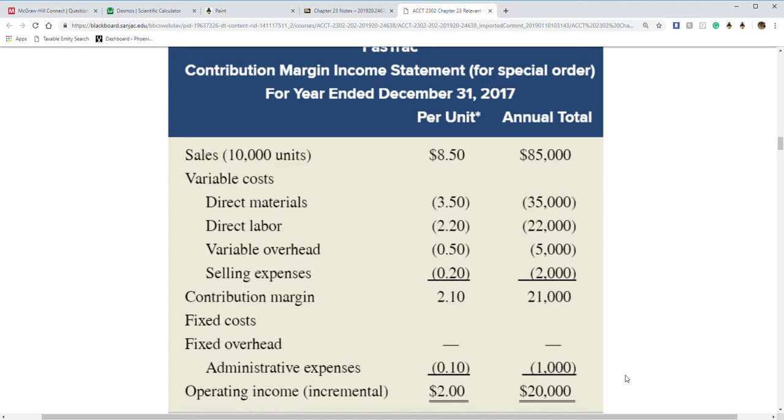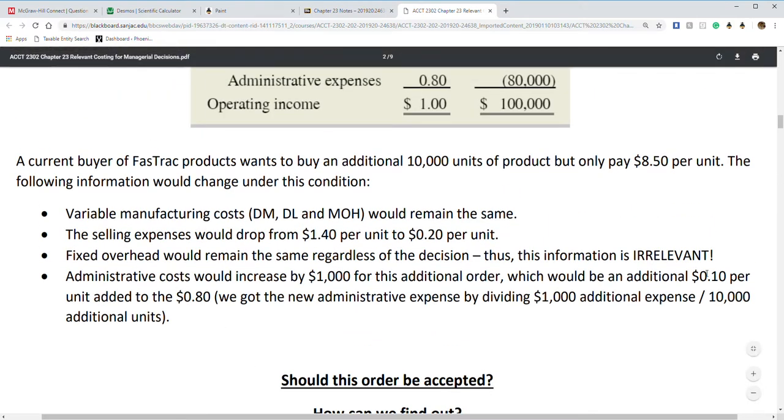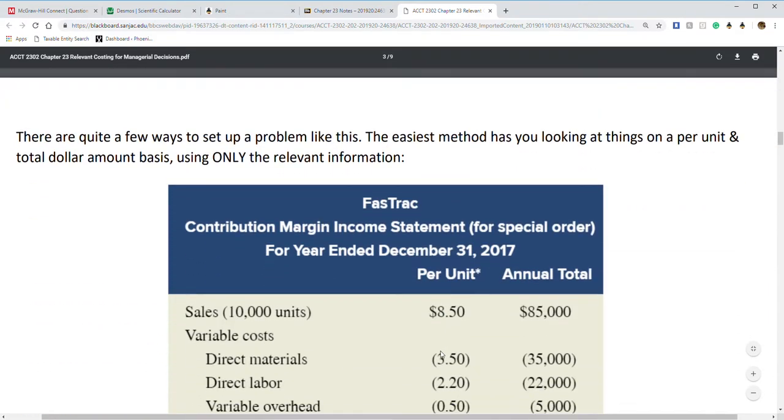Fixed overhead, nothing irrelevant to us, so it's not even a part of this equation. And administrative expense is only an additional 10 cents. Be careful, because the scenario put it at 80 cents, and it's like 10 cents additional to 80 cents. If we look up here, see 10 cents per unit added to the 80. Do not do that, okay? It's only what will be increasing. So it only increased by 10 cents.